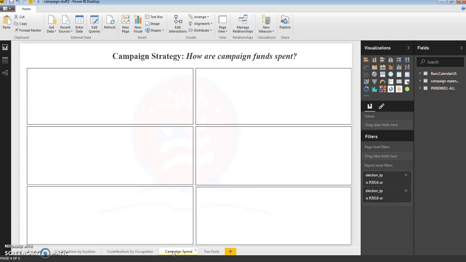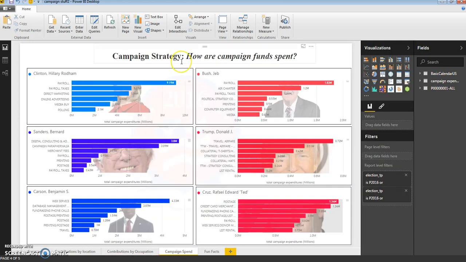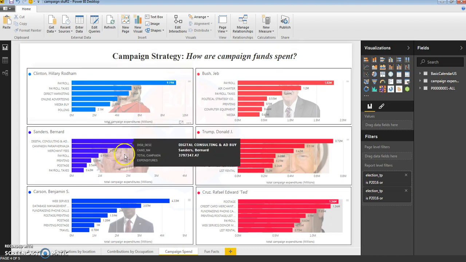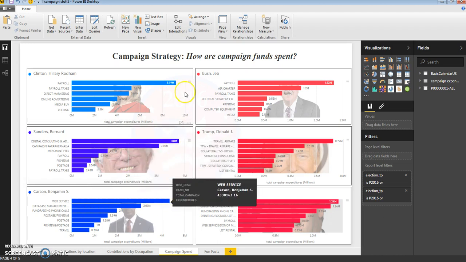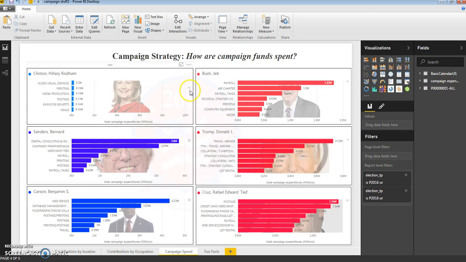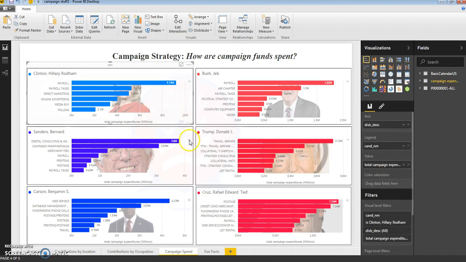Looking at campaign spend, we have it broken down by how each candidate has spent over the last couple of months. Hillary, 9.9 million on payroll, Sanders, digital consulting, Carson, web service, and you can go down the road and see how they're doing all the way down for each candidate. It's interesting to see what the different categories of spend have been.